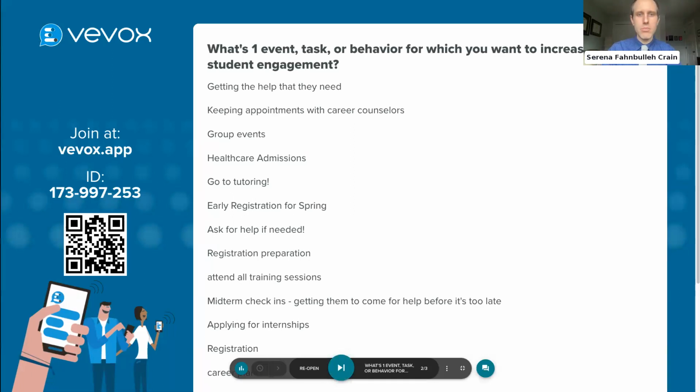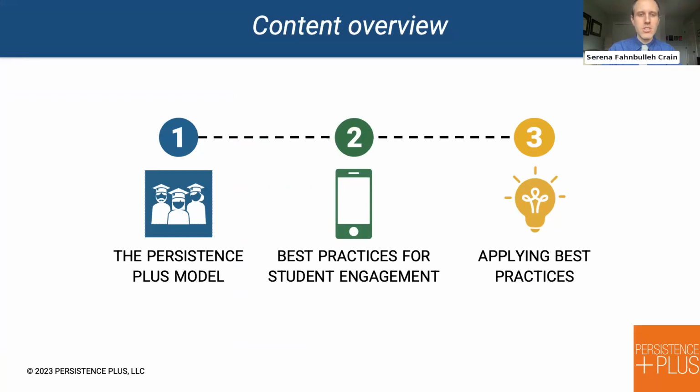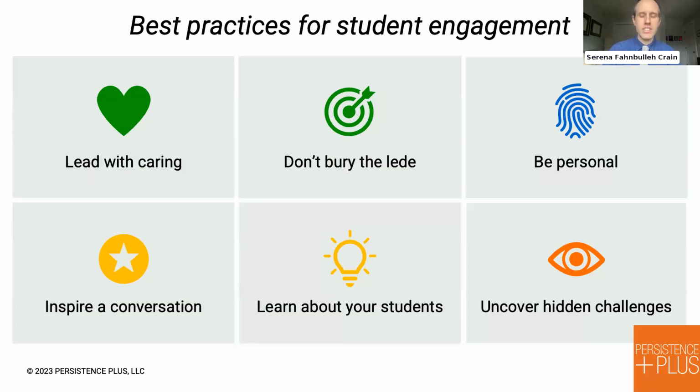Let me switch back to our PowerPoint and show you our 6 best practices for student engagement. I'm going to be going through all 6 of these, with some more detail, but they are to lead with caring, don't bury the lead, be personal, inspire a conversation, learn about your students, and uncover hidden challenges. And I hope that as you're thinking about different ways to communicate with your students, that all of these you'll find a place to use in order to increase the engagement that you're looking for.